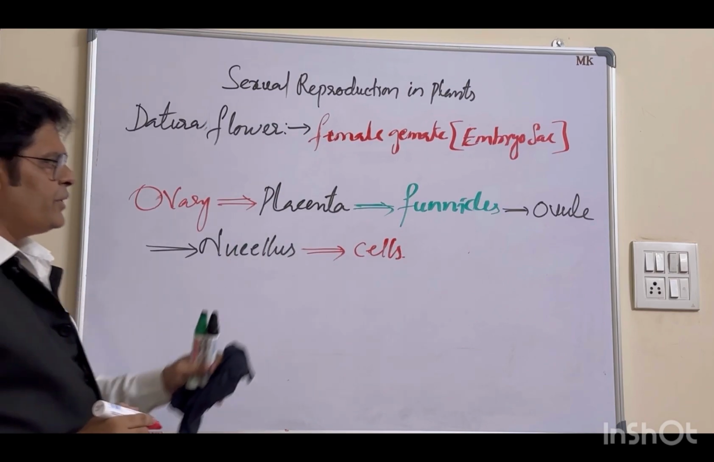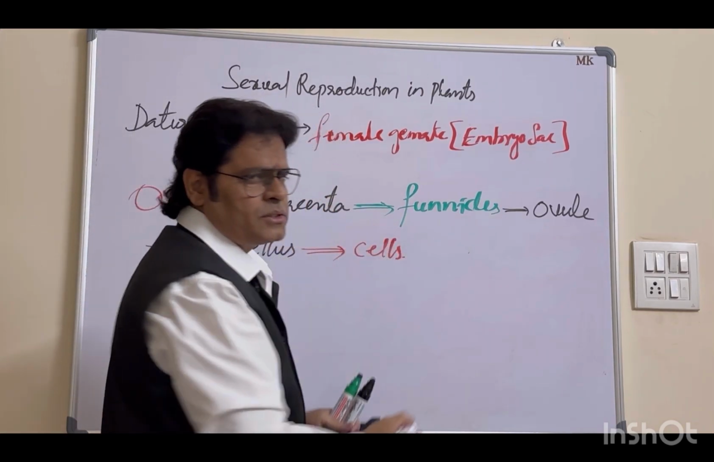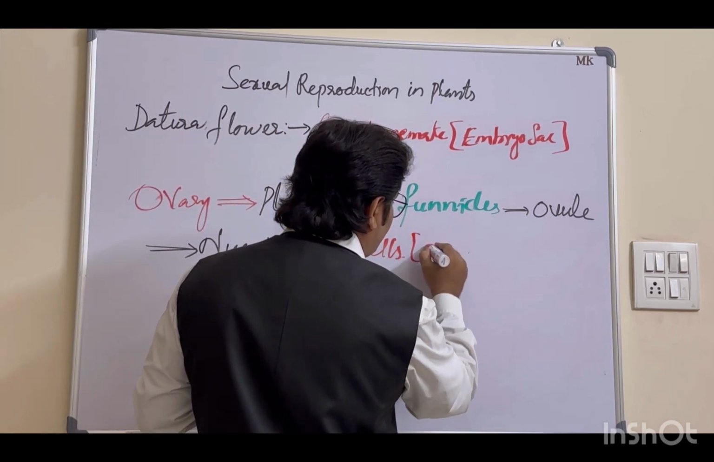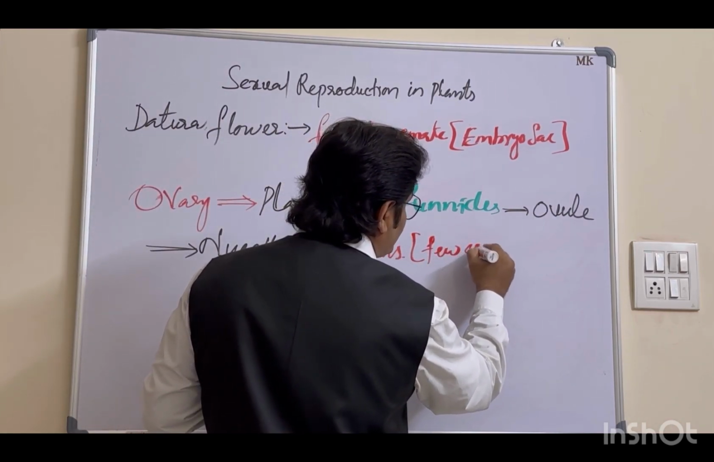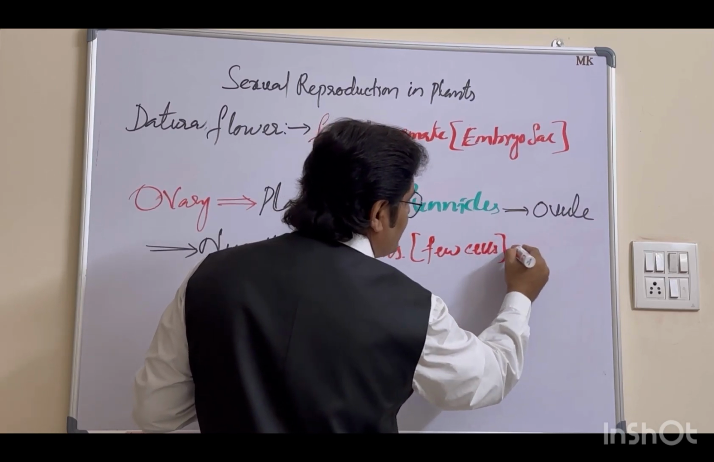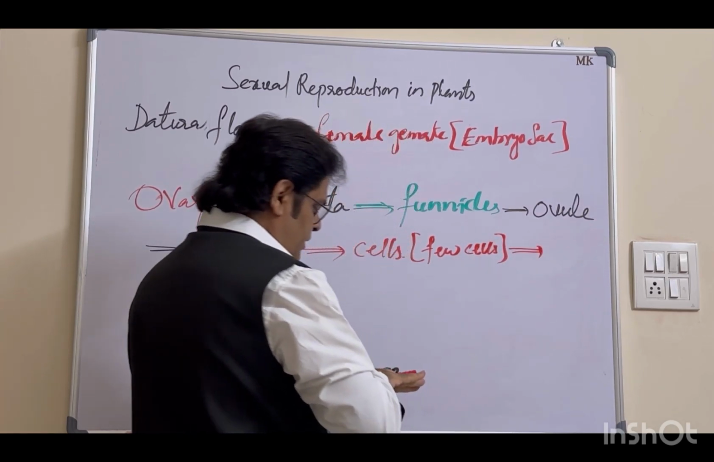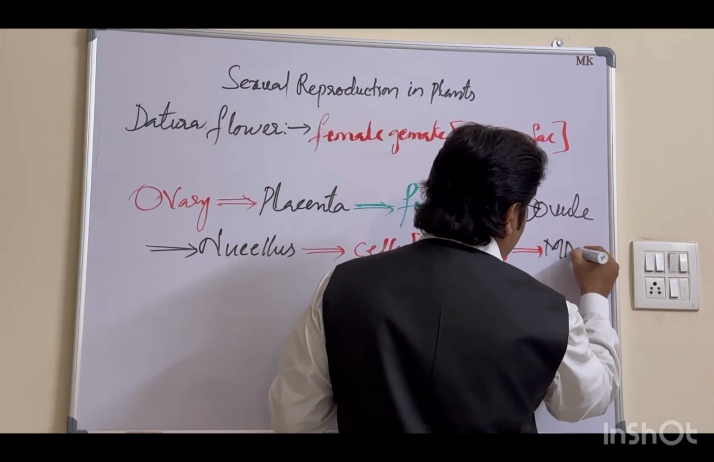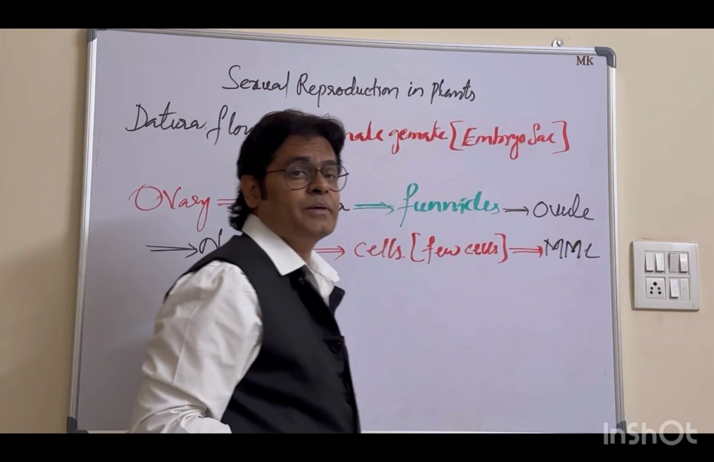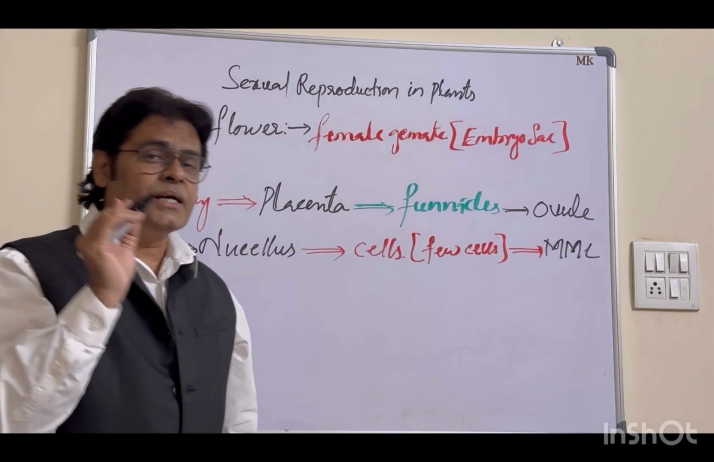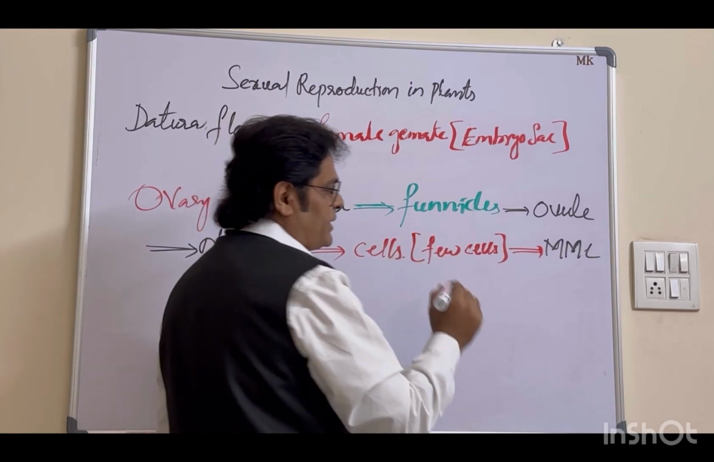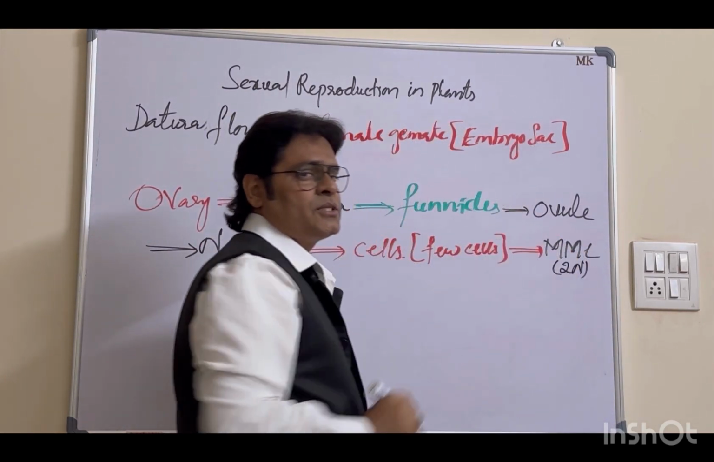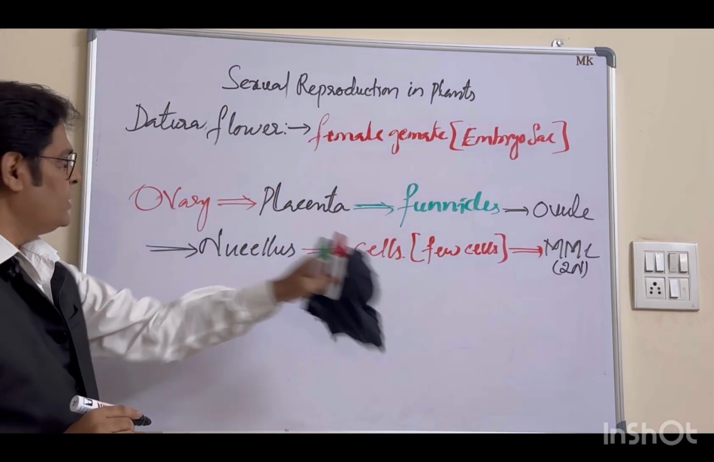Out of many cells, thousands of cells are present, a few cells convert into the megaspore mother cell. MMC means megaspore mother cell. This megaspore mother cell is in a diploid condition. Two sets of chromosomes are present in the megaspore mother cell. Clear? Understood now?